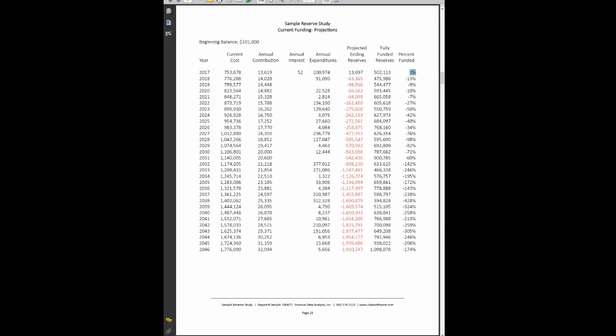And the percent funded. Realistically, you cannot have a negative percent funded or a negative amount in your bank account. We like to show it to show the amount in deficit the account will be in. In this case, you'll note that the reserve account balance, when it goes negative, it's highlighted in red. And over here, the interest, obviously, if there's no money in the reserve account, there's going to be no interest earned.